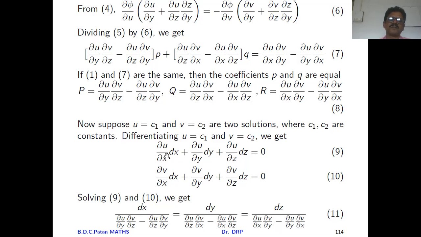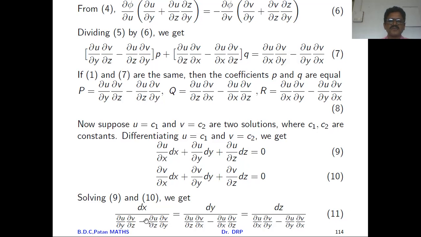What is the first of that determinant? The coefficients of dx and dy from the first and second equation, that is, in equation 9 and in equation 10. First row gives ∂u/∂x, ∂u/∂y. Second row, ∂v/∂x, ∂v/∂y. And if you evaluate it, it gives the product of this into this minus the product of this into this, and it gives here this one. So, you understand how equation 11 follows from these two equations.